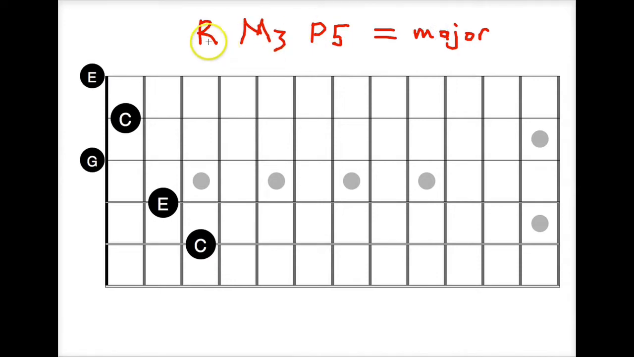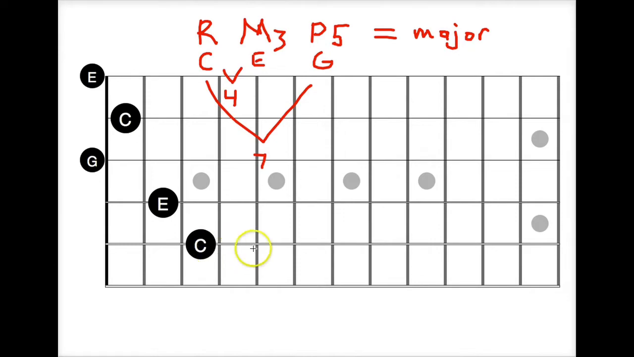You'll always get, if you take a root, a major third, and a perfect fifth, that will always equal a major chord. So any notes that you plug in there that have those intervals is going to give you a major chord, and that's important to remember. So the notes that we have here is C is our root, E is our third, and G is our perfect fifth. If we remember from yesterday's video, the distance of a major third is 4 frets on the guitar, and the distance of a perfect fifth is 7 frets on the guitar.